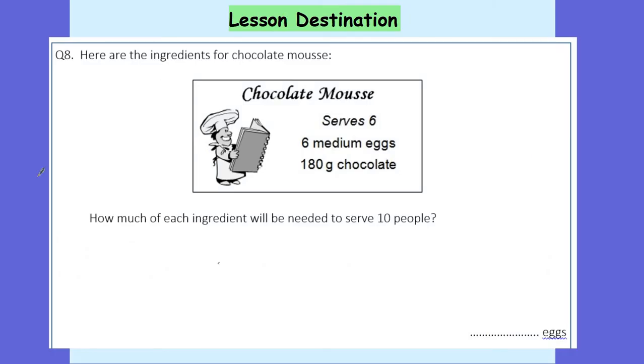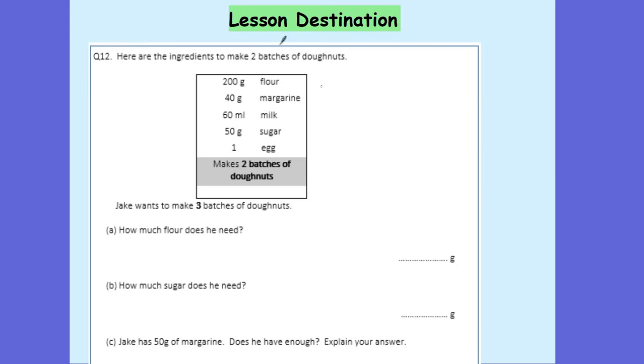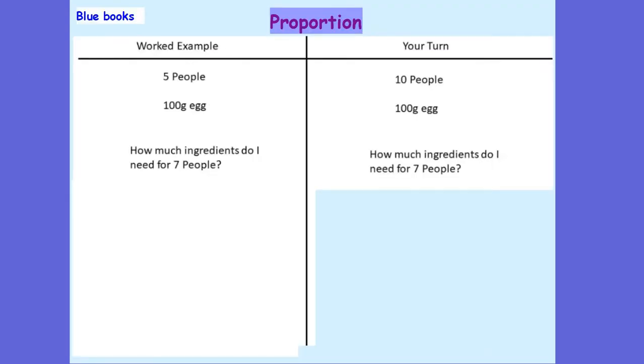Okay, Year 7, here's our lesson destination for today. We're going to be looking at recipes again and looking at donut recipes. So to start us off, in your dark blue books, can you give me the title proportion? And then can I see pens down, eyes on the board? I'll do an example and then you're going to do a similar example in your dark blue books.